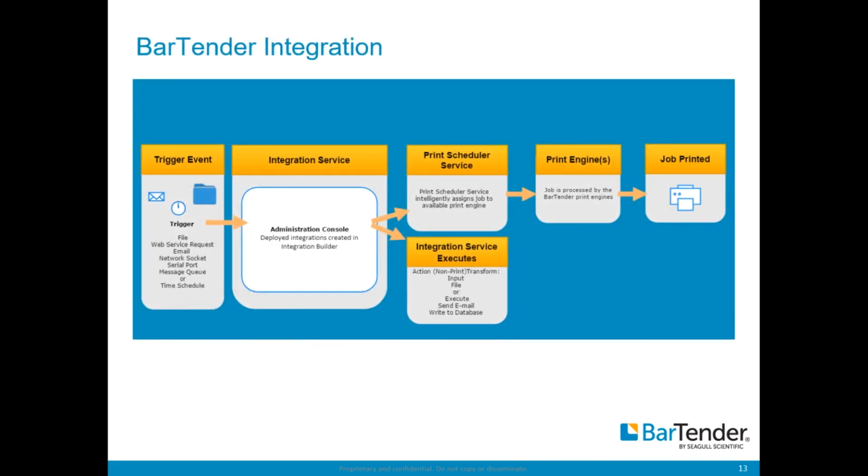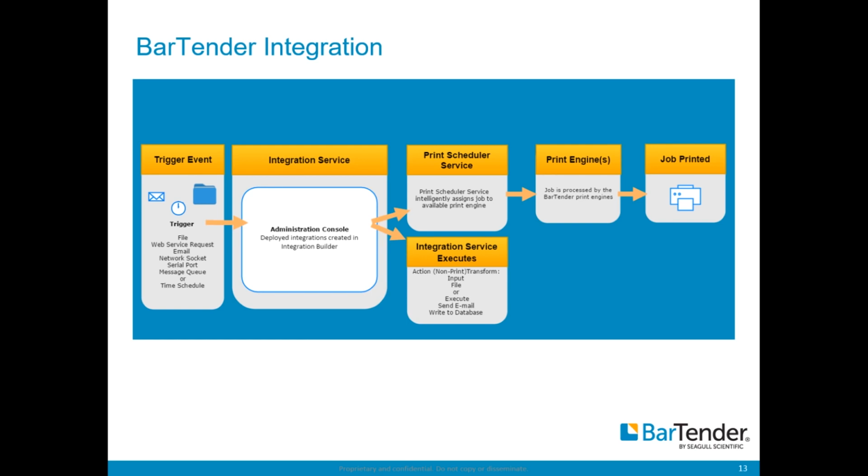Moving on, we see a little bit of a workflow as far as an integration and what is actually happening from beginning to end. So we begin on the left with trigger events. This is what the integration service is waiting for to occur, such as a new file to drop. The integration service then executes any actions that it was set up to do. These include writing to a database, moving or deleting a file, or just sending the print job off. From there, if it is a print job, it gets sent off to the print schedule service.